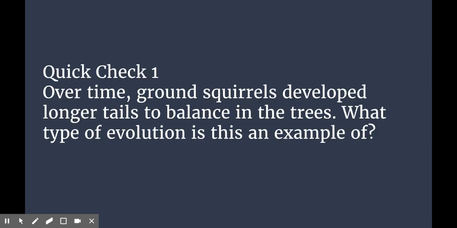So before we get into that, a couple quick checks. We've gone through tenets or basic ideas of evolution by natural selection, and we've gone through evidence. So we're going to see how we're doing. So my first check, over time, ground squirrels have developed longer tails to balance in the trees. What type of evolution is this an example of?